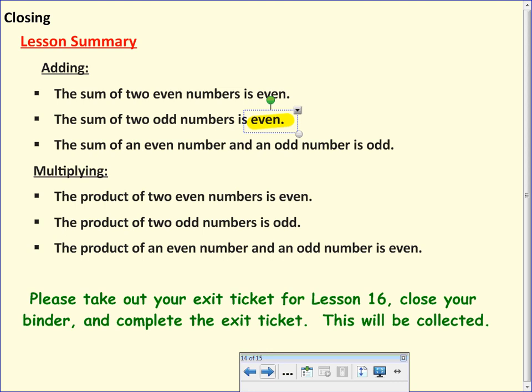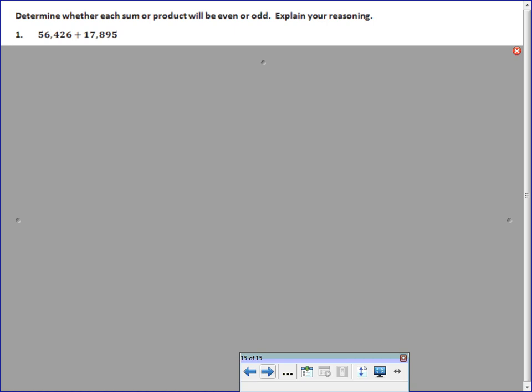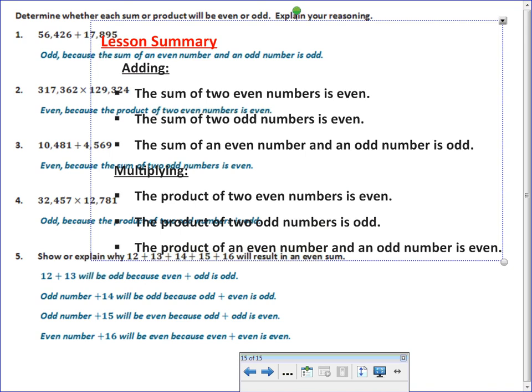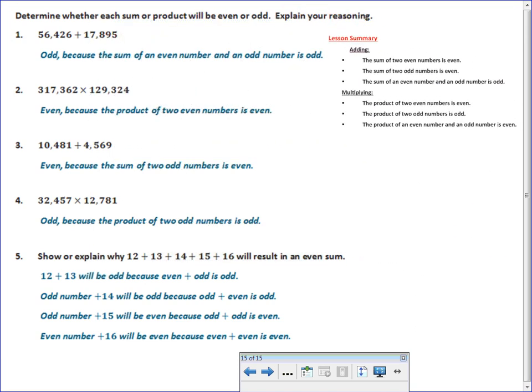There are a lot of questions today about, well, am I solving? Am I adding? Am I multiplying? And the answer is no. Your homework is just like your exit ticket, so let's do the exit ticket together so that you know how to do the homework. So turn to the exit ticket for lesson 16. You may want to have your notes out to help you.